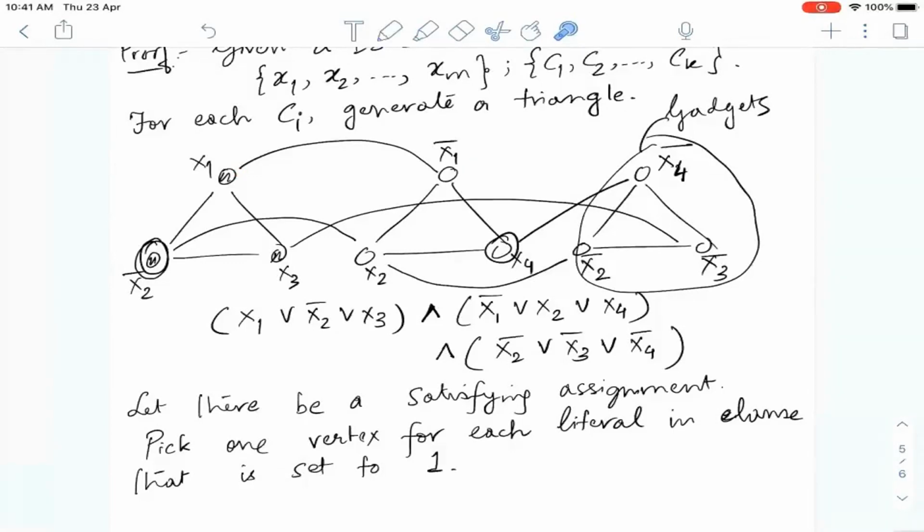So how do we ensure that? Well, I ensure that by introducing an edge between vertices which have so-called conflicts. Which is why there is an edge between x1 and x1 bar. There's an edge between x2 and x2 bar. So for each of these conflicts, we will introduce an edge.